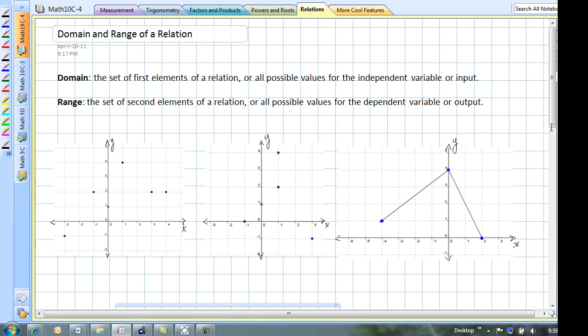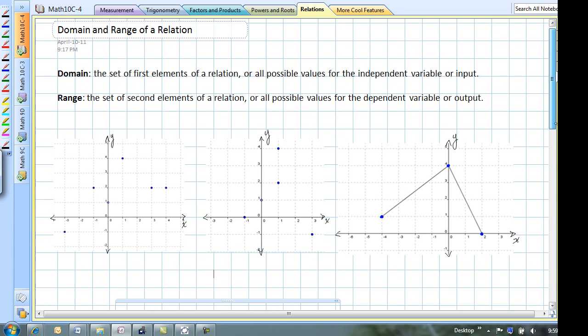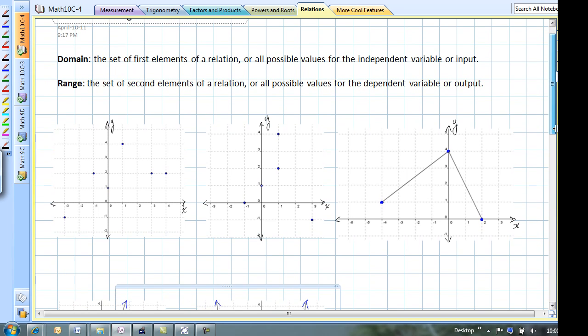Our range then is the second set of elements, or all of the possible values for the dependent variable or the output. So oftentimes we think about the domain as what are all of the x values, or the range as what are all of the y values. But we also know that sometimes we're not just looking at x and y. Now let's take a look at a couple of graphs then to help us to determine domain and range.